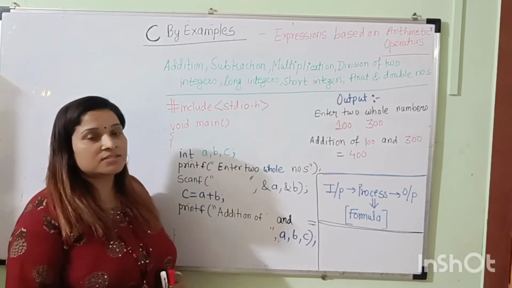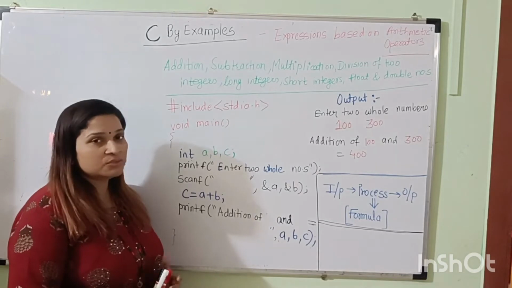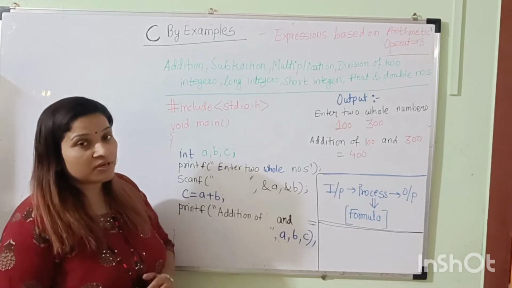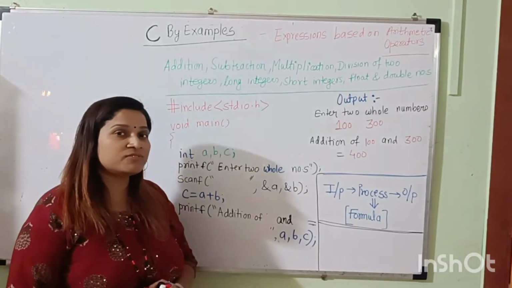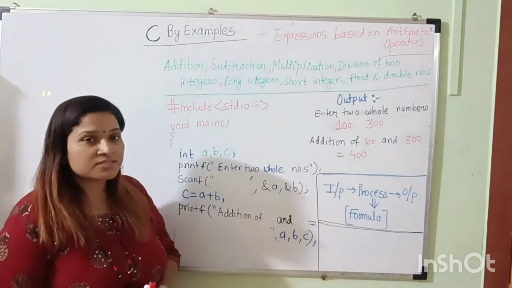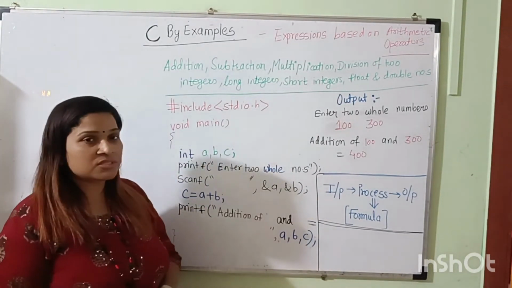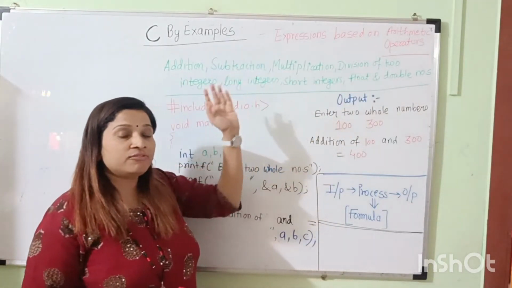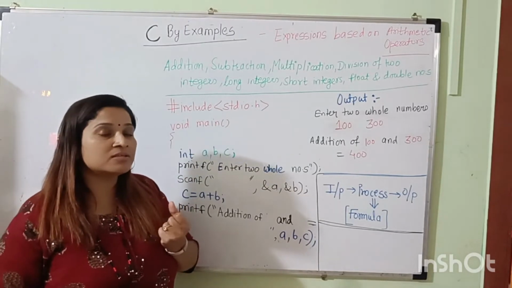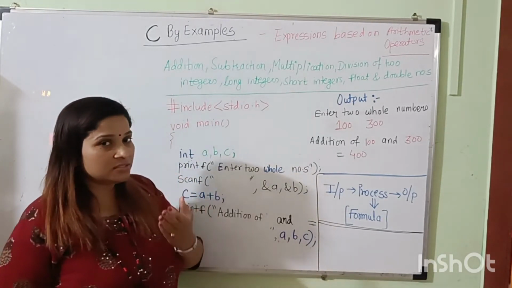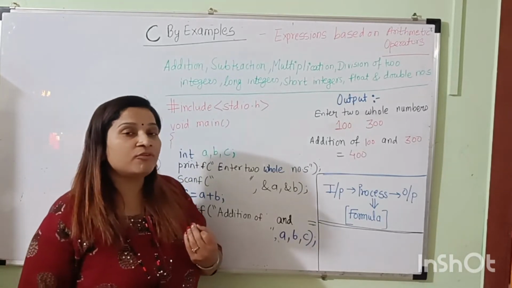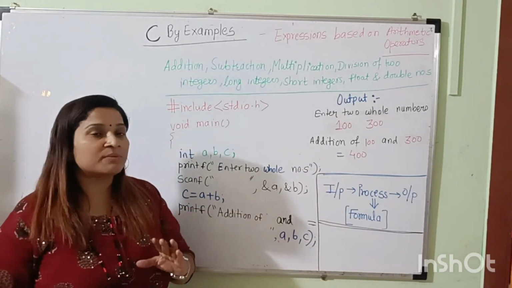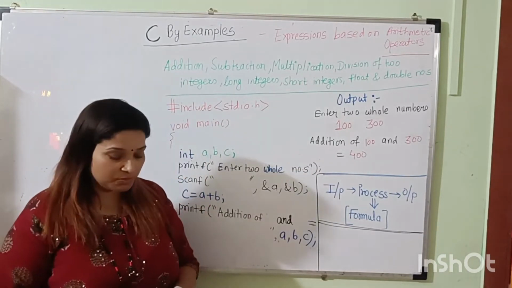We have started a new series called C by Examples, in which we are going to see a few examples based only on the concepts of C programming. The first program we are going to see is addition, subtraction, multiplication, division, and remainder of two types of numbers, that is integers and float numbers. In integers there are three types, and in float there are two types. So basically there are five types of numbers on which we are going to perform arithmetic operations. Let's see how to do this program.